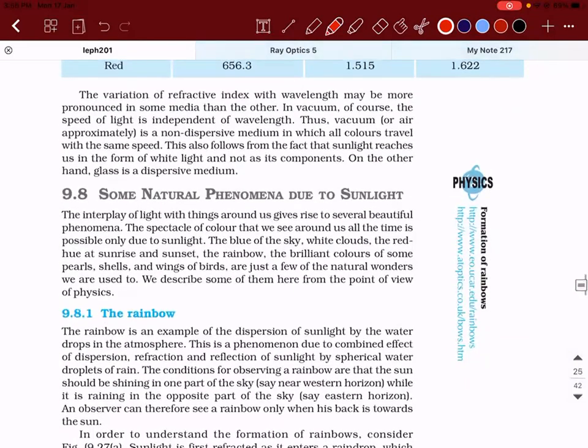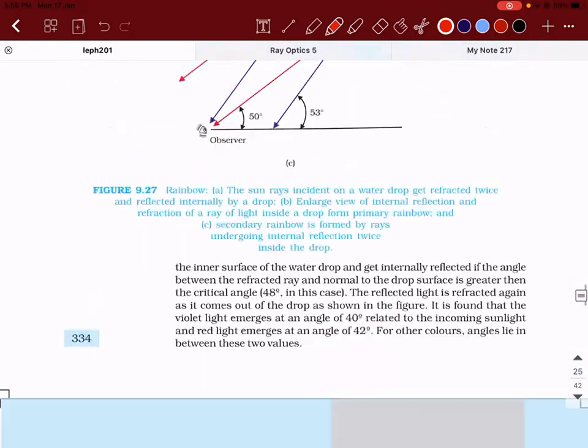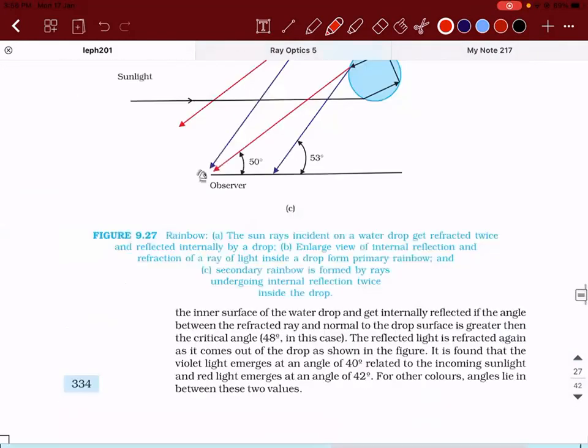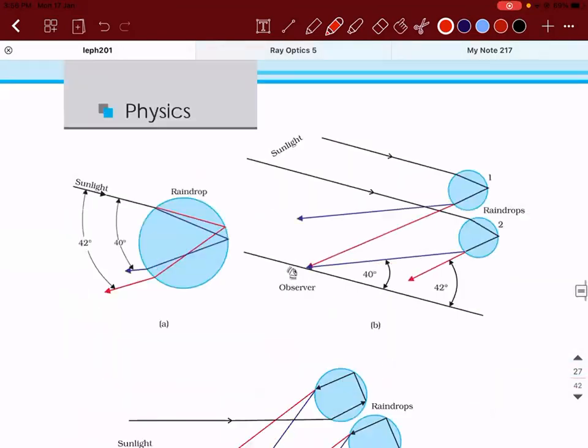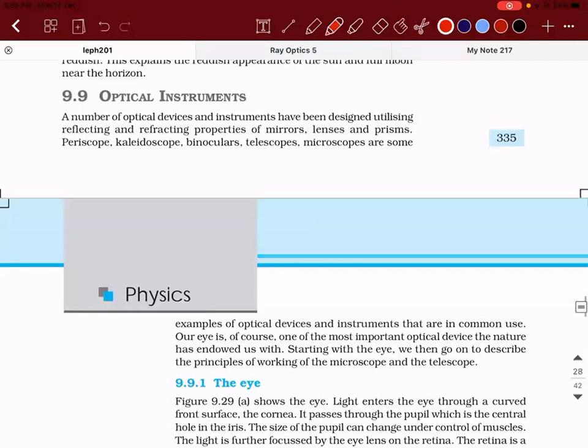Some natural phenomena due to sunlight is a simple concept which I'm leaving to you to read, the rainbow concept and all other things. Generally questions are not asked based on this. It is only for your knowledge. So one is rainbow, the scattering of light, all these things, you can read it.